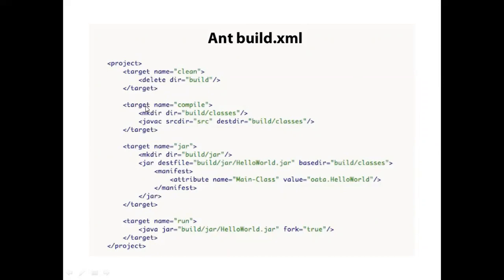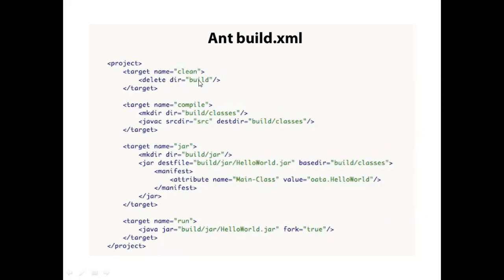Again, these are all targets, open and close, open and close. Every target is named with some name: clean, compile, jar, run. Inside that are the instructions. This one is about deleting a directory called build. If you are from a Java or Groovy background, you will know exactly what it is.